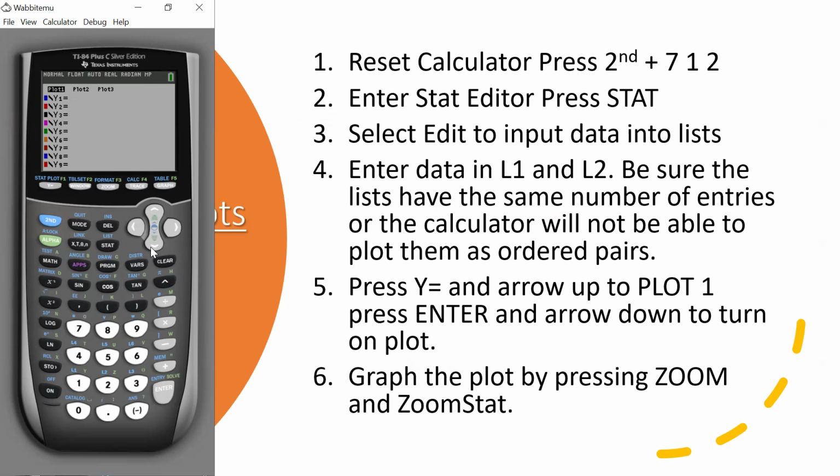Okay. Now that I've turned on my plot, you know how in your activity it had you go to window, you had to adjust and all that stuff. We're not doing that. We're just going to go to zoom and stat. Why do we go to zoom and stat? Because we're telling the calculator, I only want you to show me my data. Does that make sense? So we're going to press the zoom button. And we're going to scroll down to 9 where it says zoom stat. I either can scroll down to 9 and press enter or just press the number 9. And notice what it does. It automatically adjusts my window to show me my data.